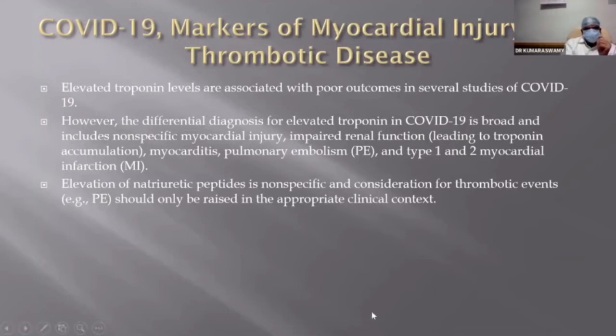Next comes the markers of myocardial injury, already explained, as well as thrombotic disease in COVID patients. So elevated troponin levels are not only due to myocardial infarction, they can be due to other reasons like impaired renal function, pulmonary embolism, and myocarditis. So before managing any myocardial infarction, we have to rule out whether the troponin elevation is due to myocarditis or something else, or you can do an echo to look for regional wall motion abnormality before taking decisions. And the elevation of natriuretic peptide, I think you know, is due to cardiac failure from myocarditis, which leads to global hypokinesia and LV dysfunction that will increase the natriuretic peptides.